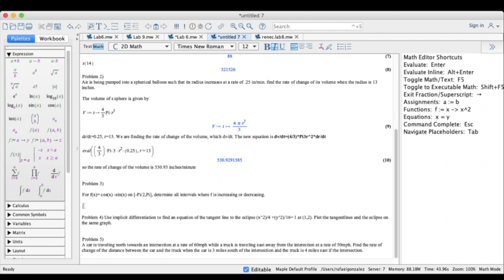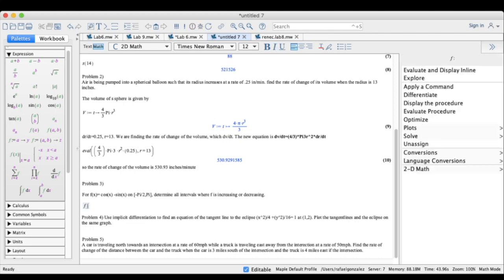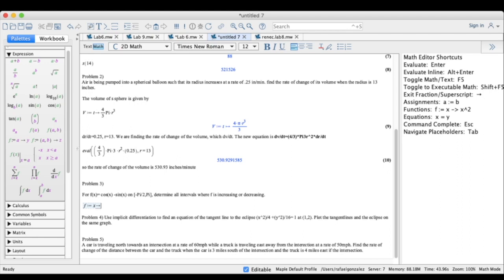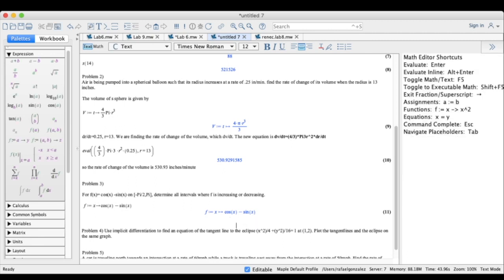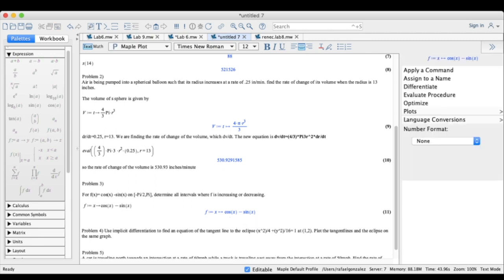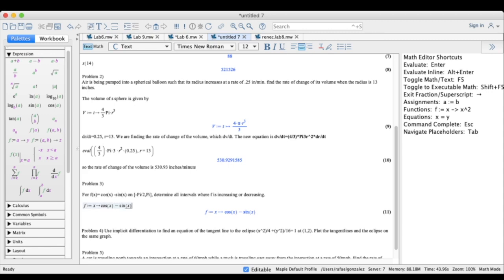So let's first define the function f. f is a function that takes inputs of x, and the rule is that it performs cosine of x minus sine of x. So we have defined the function f. Now what we need to do is take the derivative of this.